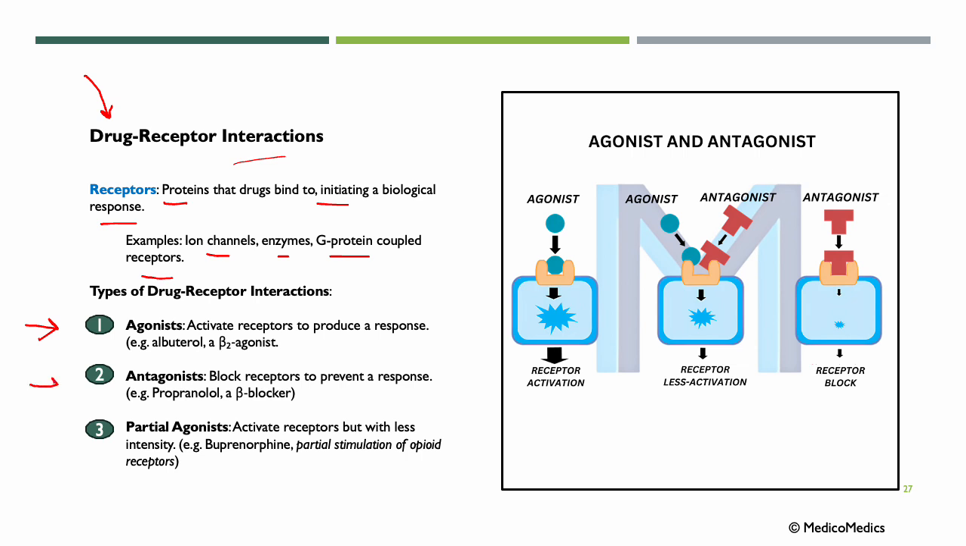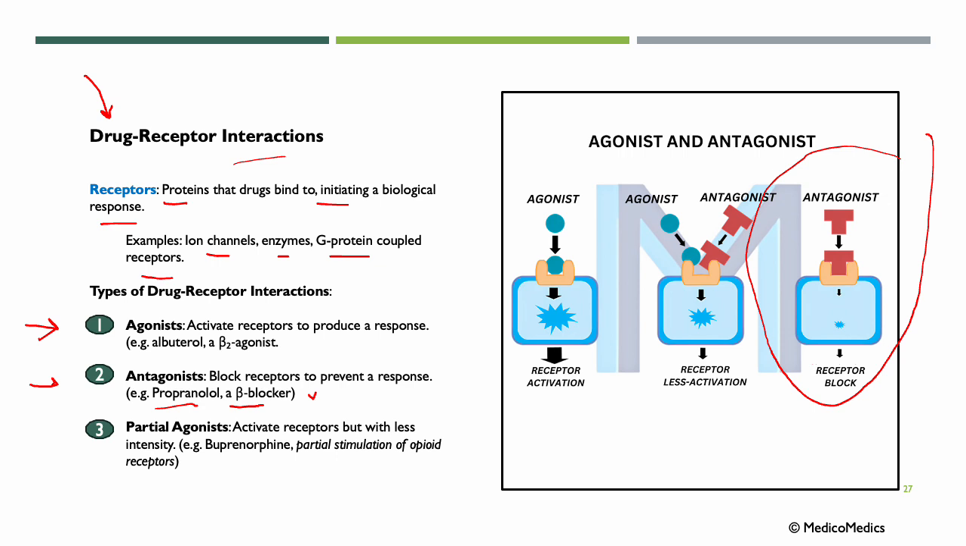Then we have antagonists. These bind, but they do the reverse. They block the receptor, preventing activation, seen here in this illustration. And an example of an antagonist is propranolol, which is a beta blocker. And what it does, well, it's given in the name, right? It's a beta blocker. It prevents adrenaline from stimulating the heart, leading to a lower heart rate and lower blood pressure. Usually it's used in treating hypertension, for example.